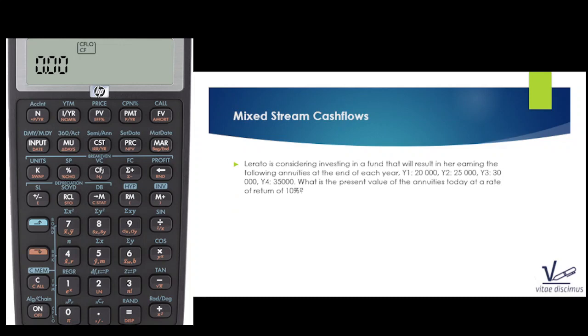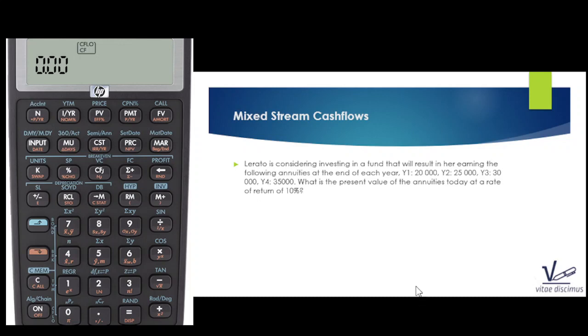So in terms of mixed stream cash flows, we are going to apply that to a question here. Normally for mixed stream, you want to determine the present value of cash flows that are not constant, right? So for instance here, Lerato is considering investing in a fund that will result in her earning the following annuities at the end of each year. Year one, 20,000; year two, 25,000; year three, 30,000; year four, 35,000. What is the present value of the annuities today at a rate of return of 10%?